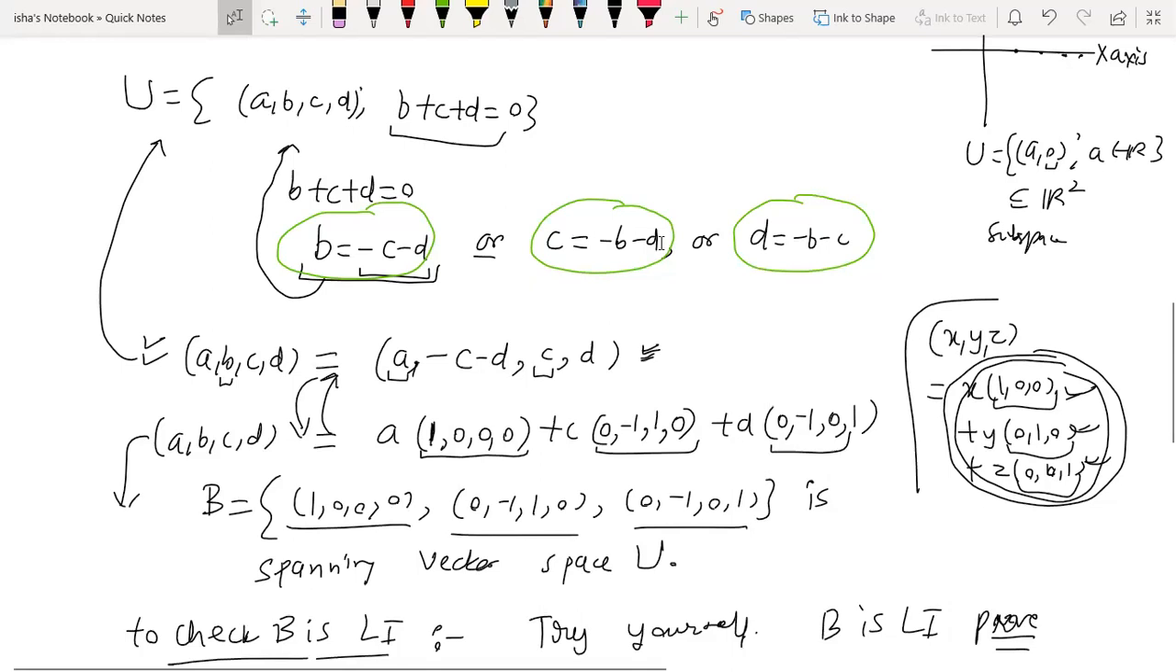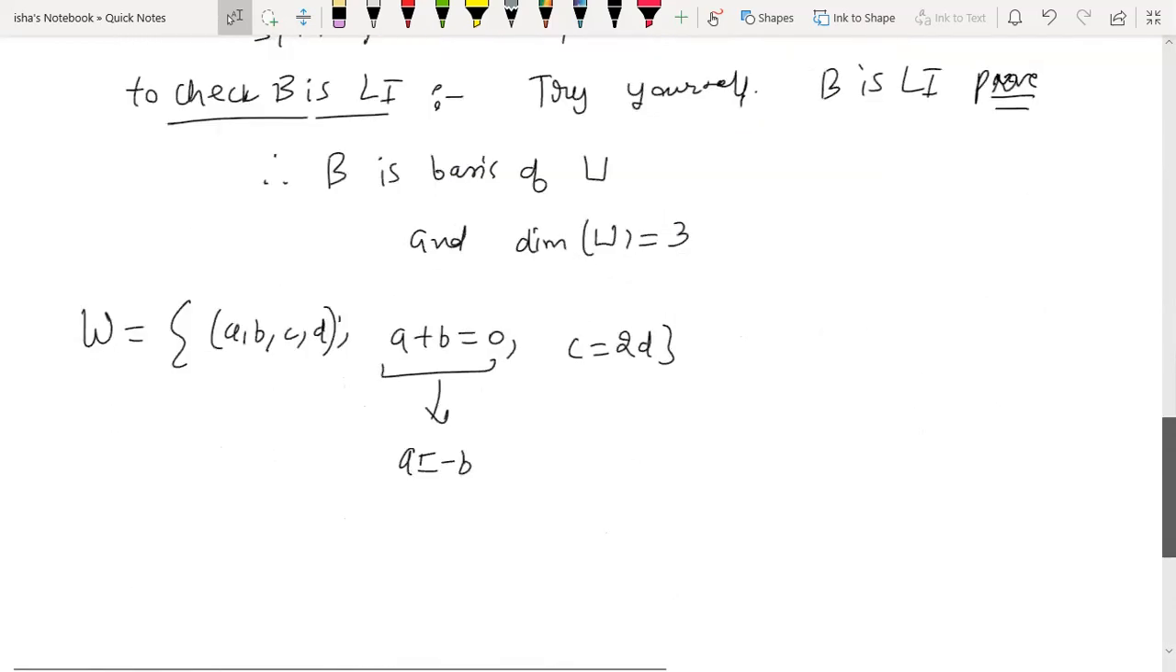So depending upon your choice, you may get a different set, but that is also going to be a basis. The dimension is going to remain the same. It's not like you will get two basis elements; you will still get three basis elements. There will be some different vectors, but that will still be a spanning as well as linearly independent set. So you can try those cases and see what different bases you can get. But the process remains the same.